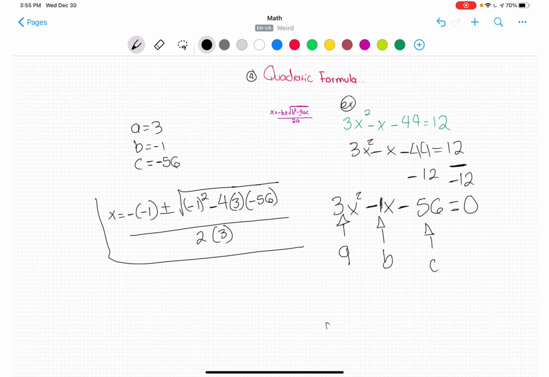You're just going to calculate everything yourself and then just divide. So here you would see that it's a positive 1, so plus or minus the square root of 1 minus 4 times 3, so that's 12, and then the 1 minus 12 times negative 56, and that over 6.